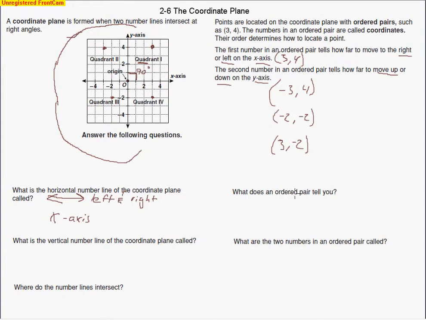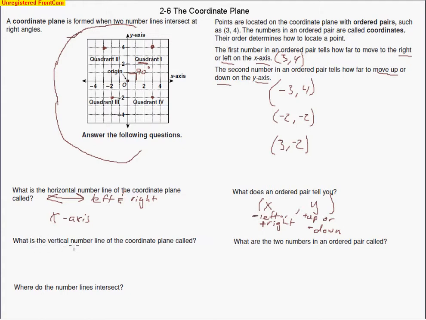What does an ordered pair tell you? An ordered pair tells us we're going to go in the x direction. That means left or right. That's the first component. And then the second component tells us what to do in the y direction. That means up or down. So remember, if this is a positive number, it's going to go up. Negative, it's going to go down. If it's a positive number, we're going to go right for the x component. Left means negative.